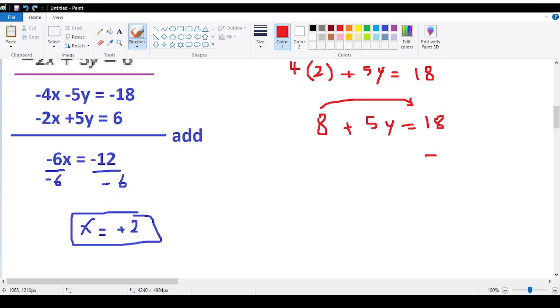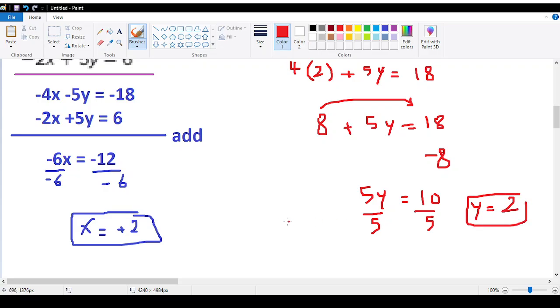It's gonna be minus 8. So 5y equal how much? 10. Good. And then after that, divide by 5. Divide by 5. You will end up with y equal 2. So this is our answer, 2 and 2.